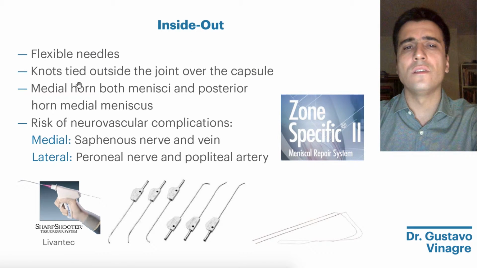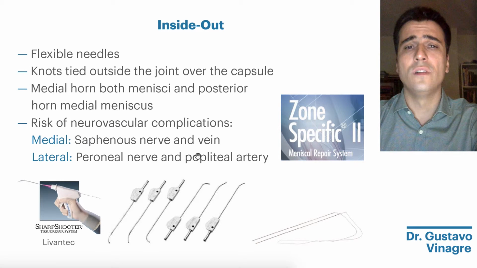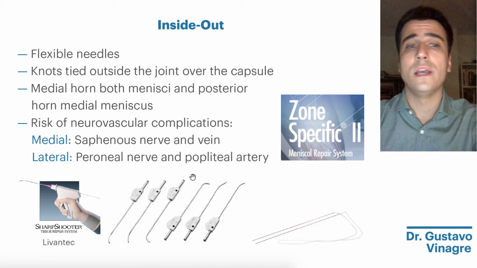So in the inside-out technique, you use flexible needles and you knot the ties outside the joint over the capsule. You can do it on the mid horn of both menisci and the posterior horn of the medial meniscus. You have a neurovascular risk of some complications. In the medial side, you have the saphenous nerve and vein, and in the lateral side, you have the peroneal nerve and popliteal artery at risk.